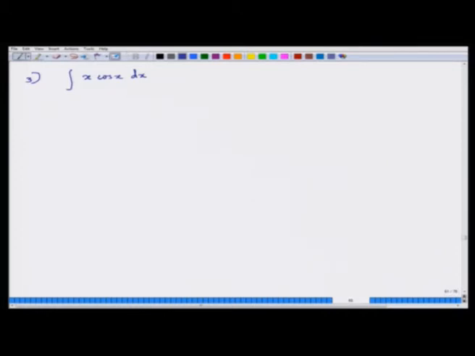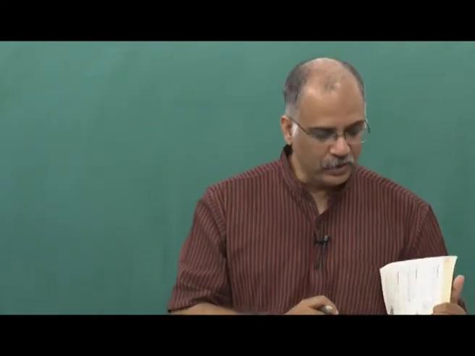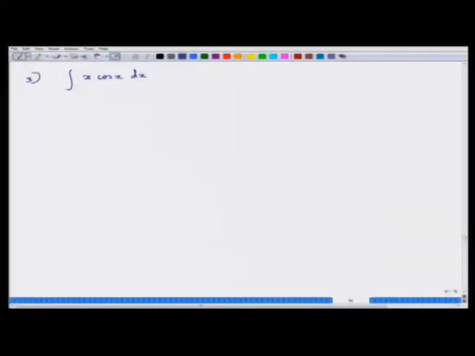Trigonometric and logarithmic integrals are the hallmarks where you immediately know that integration by parts is my tool. There is no other tool I can really fend for. Now, let us have a look. So, integral x into cos x dx. So, what are you going to do?